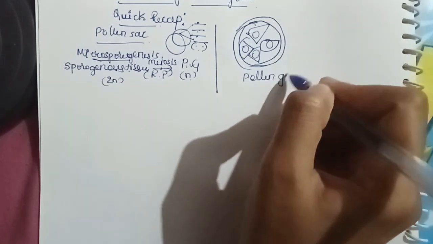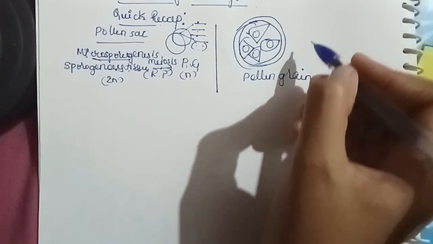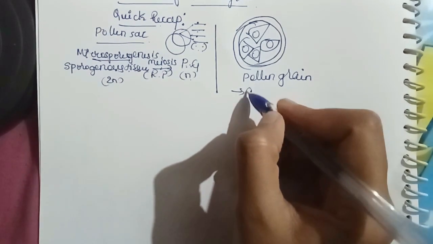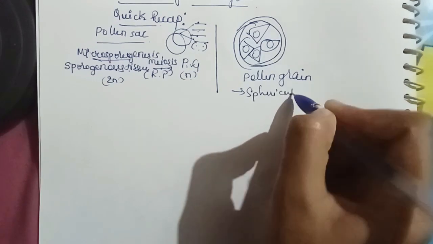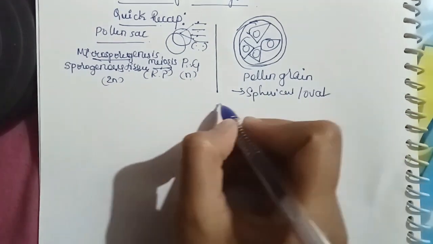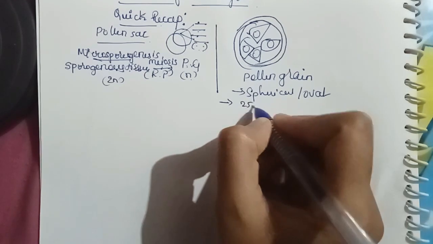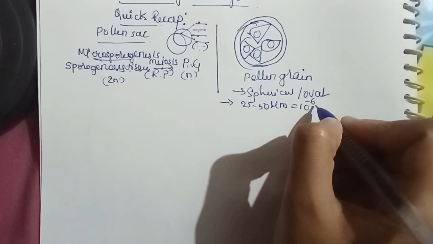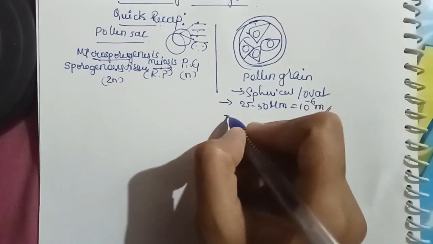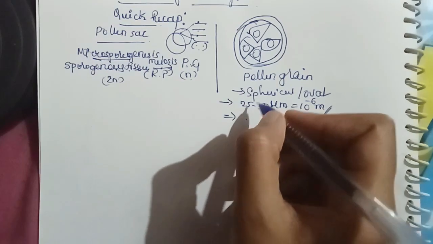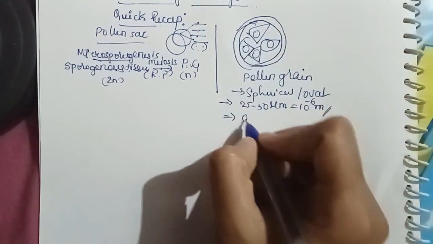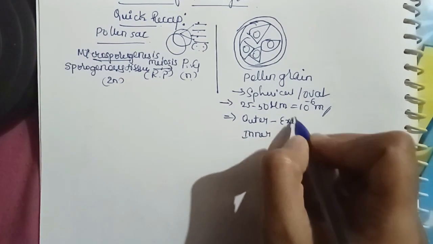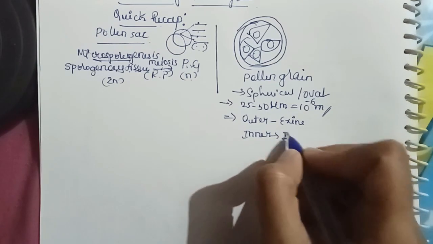Let us consider this a pollen grain whose general characteristics can be examined. They are generally spherical or oval in nature. Its diameter will be around 25 to 50 micrometers. Micro refers to 10 to the power -6 meters. Then there is the presence of two layers, one outer and the second inner. The outermost is exine and the innermost is intine.